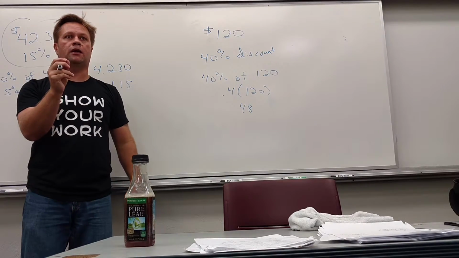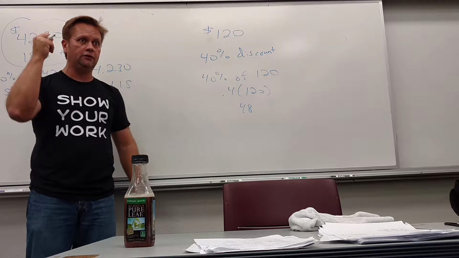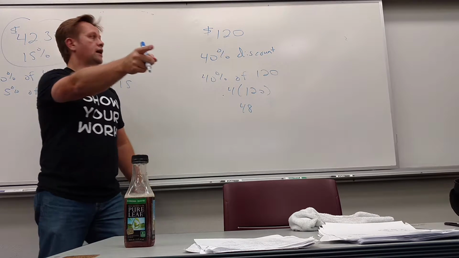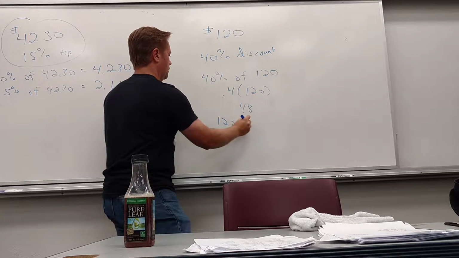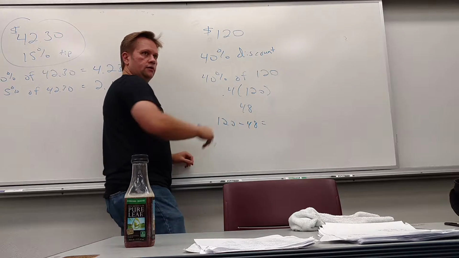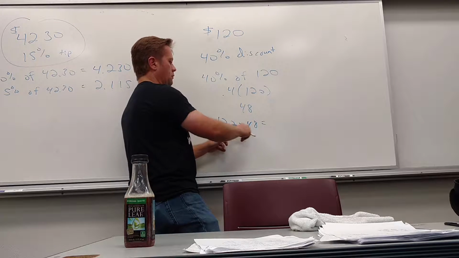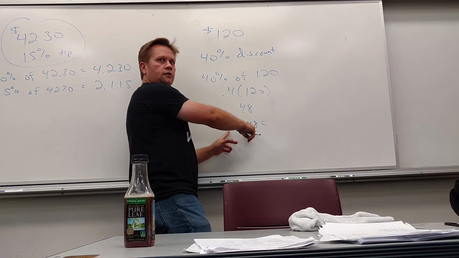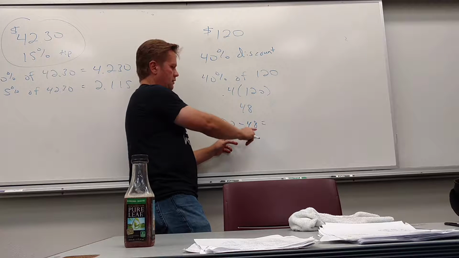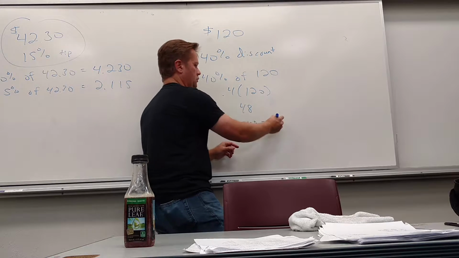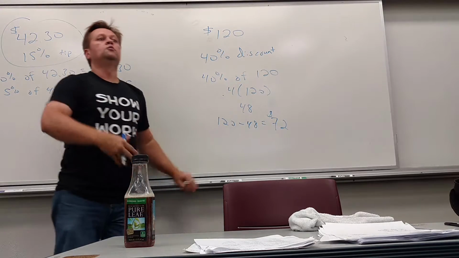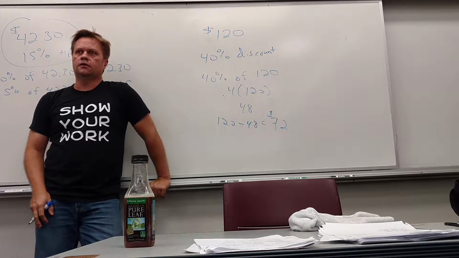Now what does that 48 bucks mean? Am I going to pay the 48 bucks and leave? That's how much it's coming off. Exactly. So now I can do 120. Okay. Lose the 48. And you get, what's 120 minus 50? 120 minus 50 is 70. So 2 less than that, 72. 2 more. You're taking off 2 less.